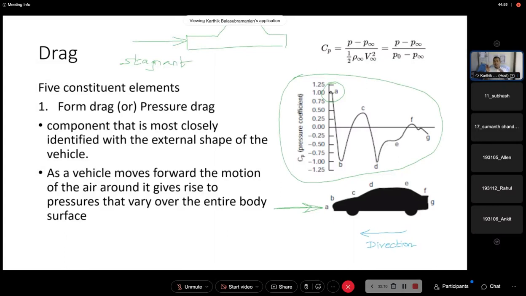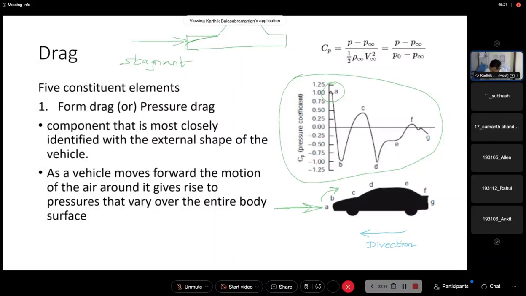So that's the reason they try to keep the location A as small as possible. That's the reason they don't make the cars like this. They make it pretty narrow. You understand the reason why? Because they don't want air to get stagnant there. Correct? Yes, sir.